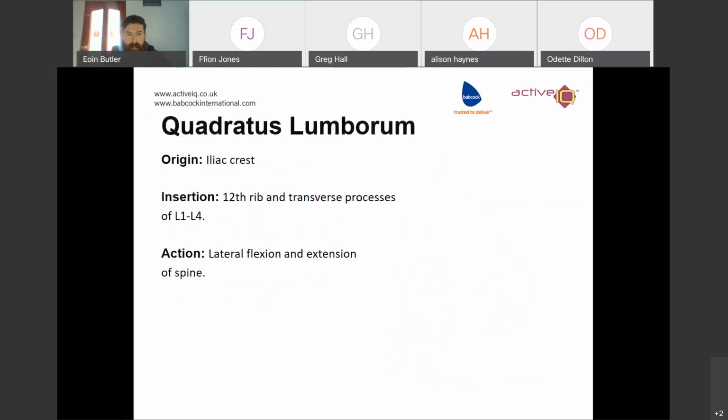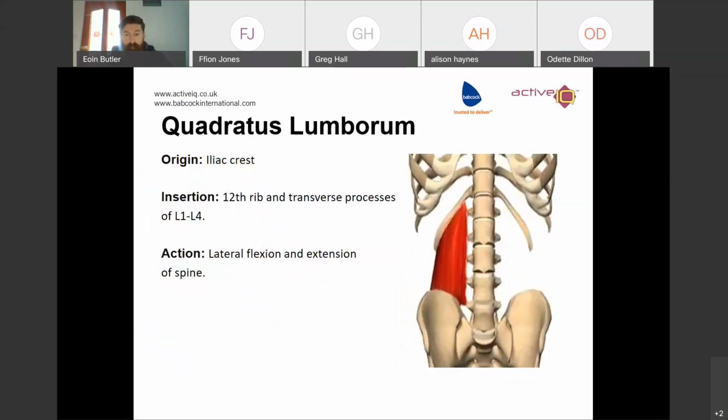Quadratus lumborum is a really important part of the core stability muscles, where we've got one on either side. If you've got scoliosis, what we tend to have is one side tight and one side weak, so we cause that lateral tilt in the spine. It's important to keep these two balanced as much as we can, rather than one being stronger than the other.